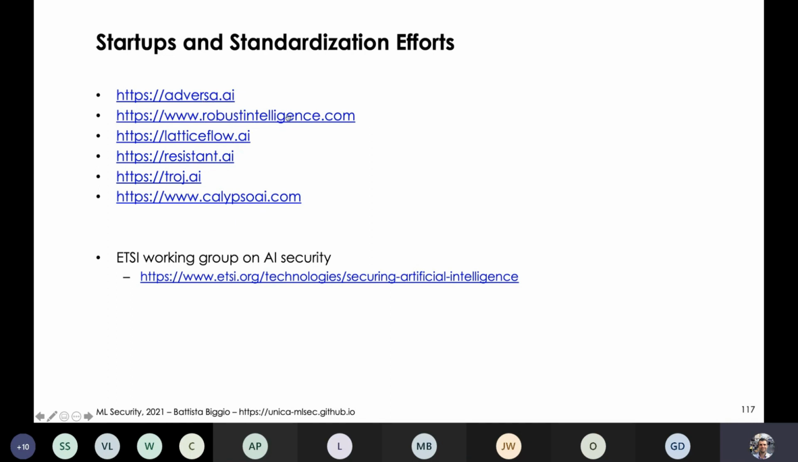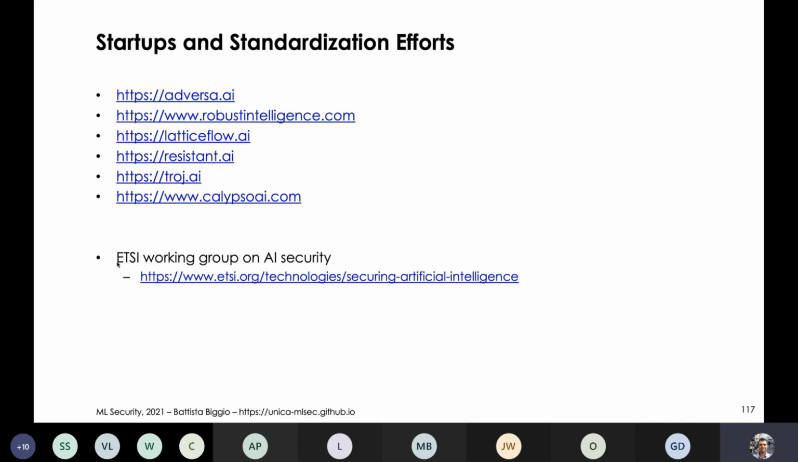Robust Intelligence is mostly focusing on protecting against poisoning attacks, as far as I know. And the other one, Adversarial AI, is mostly publishing reports and updates, so they are still at a very early stage. You can check their websites to get an idea of what the panorama is from the industrial perspective.